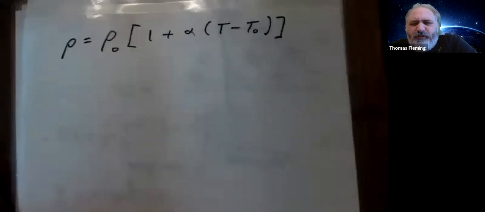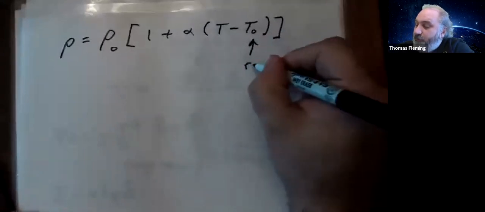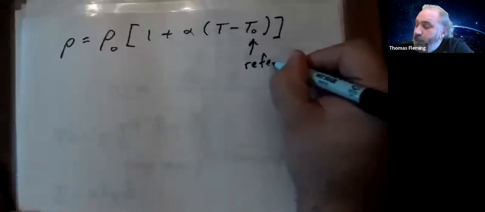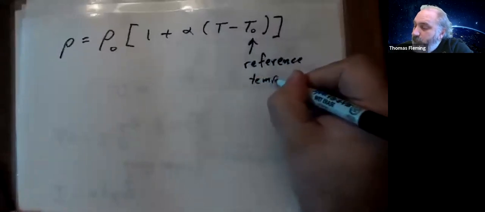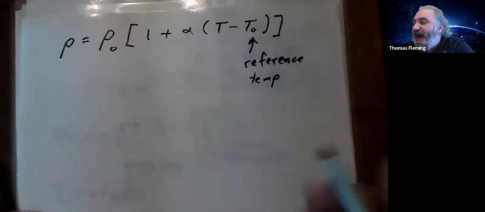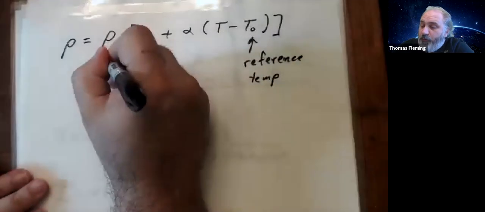And here's the idea. Imagine I have a wire, and at that wire, I measure its resistivity at a particular temperature, some reference temperature. Usually that reference temperature is about 20 degrees Celsius. So let's let T naught be our reference temperature. And I measure the resistivity at that reference temperature. And that particular resistivity is what I call rho naught.